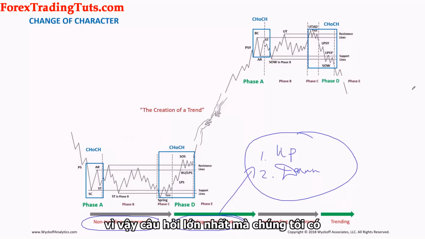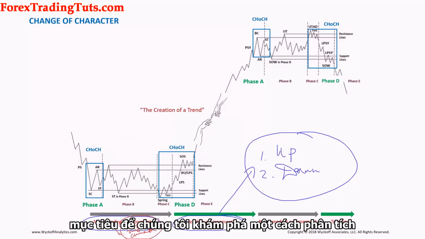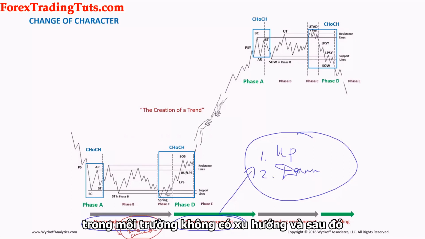So the biggest question that we have about these 2 environments, obviously, is for the non-trending environment, we want to understand the bias. We want to understand the timing of when the price comes out of that environment and starts to trend. We also want to understand the character with which the price will travel out of this consolidation. So those are the goals for us to explore analytically in the non-trending environment. And then in the trending environment, obviously, we would be assuming that we're already in the position.